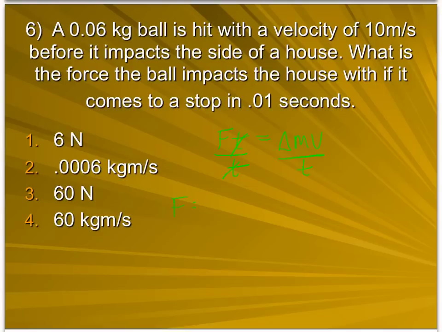Okay. So our mass again is 0.06 kilograms times our change in velocity. So again, its final would be 0 meters per second minus its initial 10 meters per second. And now all of this divided by a time of 0.01 seconds. Okay. Plug and chug, you're actually going to get a negative 60 newtons, but again, that negative sign just indicates direction. Okay, so answer number 3, 60 newtons.